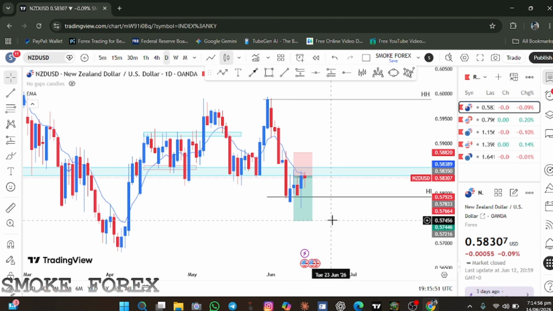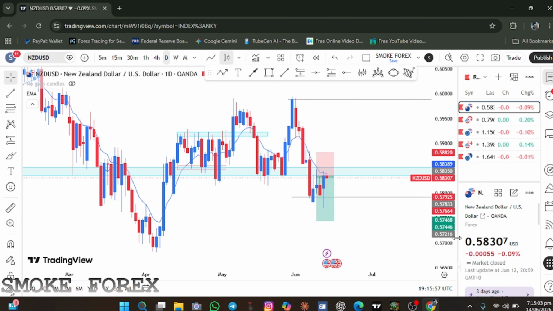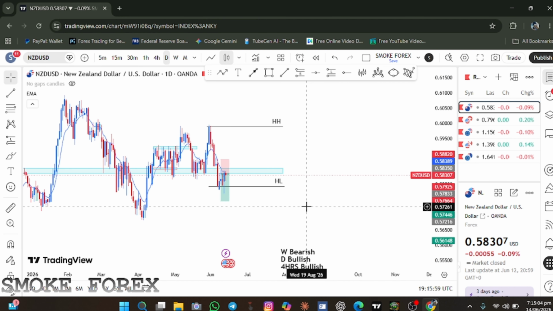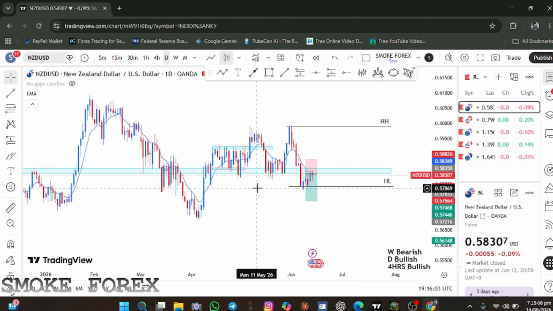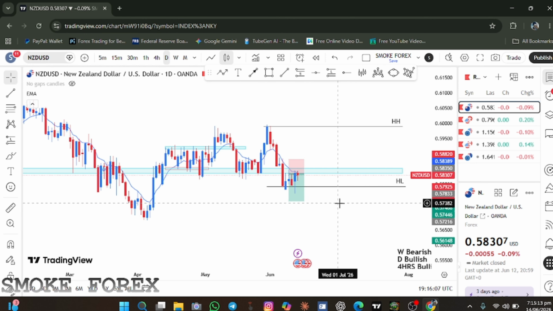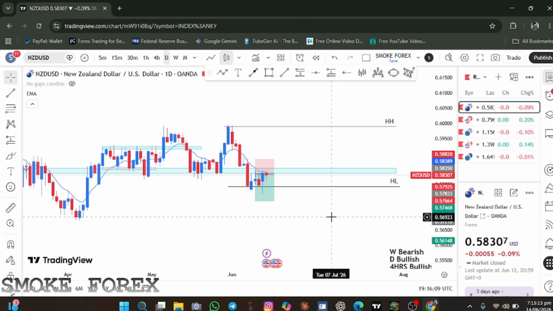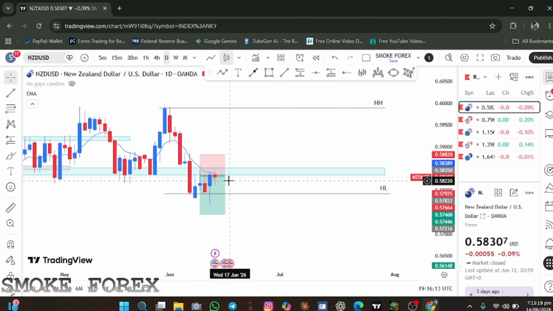So starting off the first, we have NZD USD. With NZD USD, I'm looking forward to sell the trade. I have my daily time frame, I think it's in a bearish trend. I need to do some correction, so I'm looking forward to sell this trade.